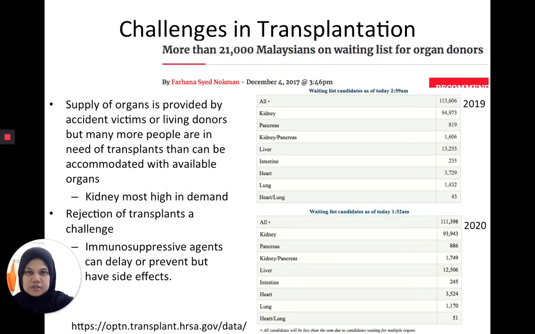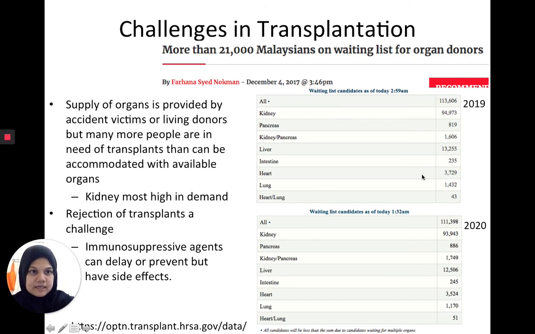But that said, there's still a lot of challenges in transplantation. So this is a headline from about 3 years ago. I wasn't able to find anything more recent, but that pretty much says that about 21,000 Malaysians were on the waiting list for organ donors.